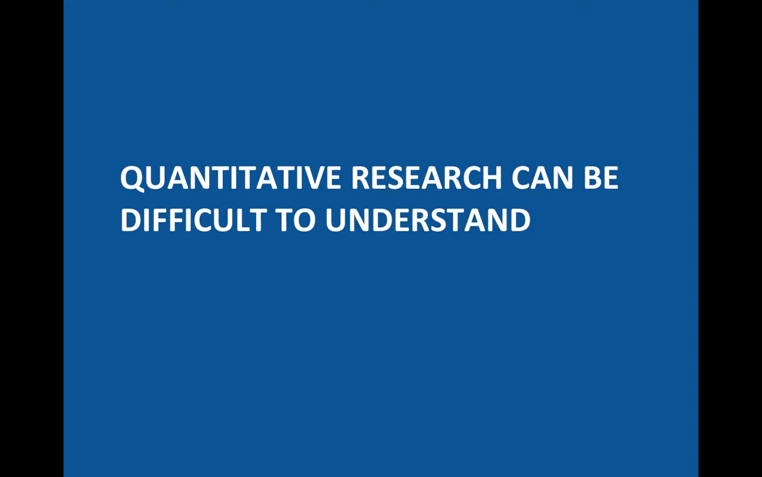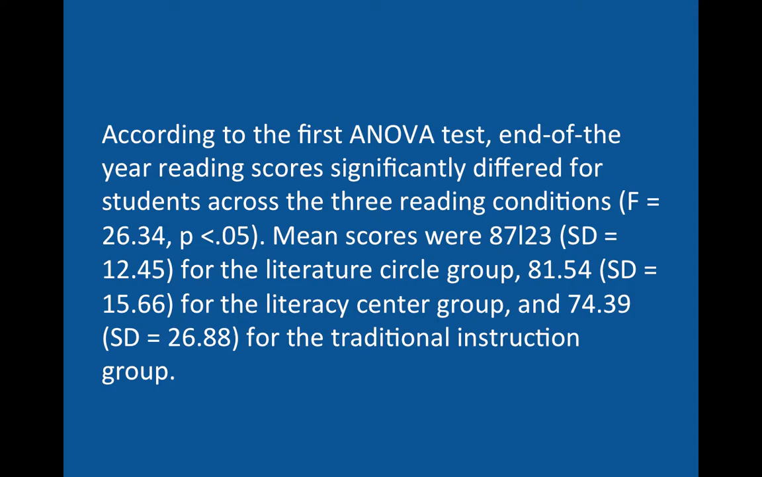But I don't want that to stop you from selecting articles that have quantitative research, because sometimes they can be the best ones to help you make your case or to help build those links on your chain. So here's just an excerpt from a quantitative research study, and I'll just read it real quick. According to the first ANOVA test, end-of-the-year reading scores significantly differed for students across the 3 reading conditions. I'm going to skip over the statistics part. Mean scores were 87.23 for the Literature Circle group, 81.54 for the Literacy Center group, and 74.39 for the Traditional Instruction group.